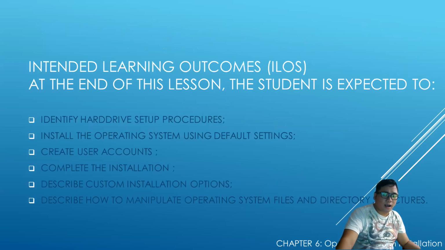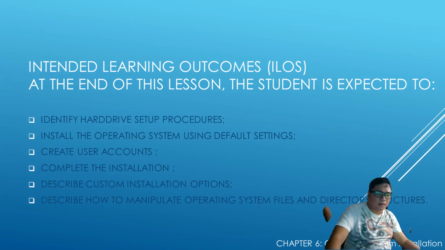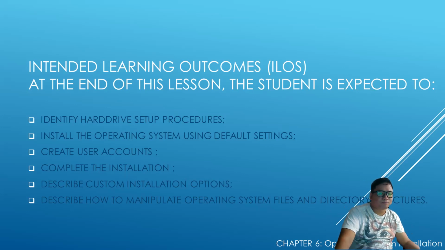What are the ILOs, or intended learning outcomes, that we need to understand in this lesson? First, we need to identify the hard drive setup of computers, followed by installing operating systems using the default settings. Then we need to create user accounts, complete the installation, describe the custom installation options, and manipulate the operating system, including the directory structures.